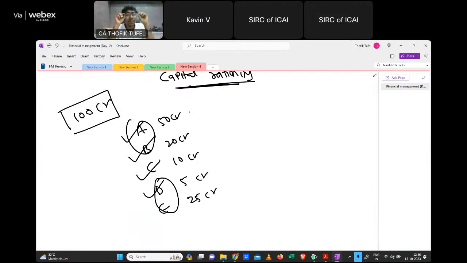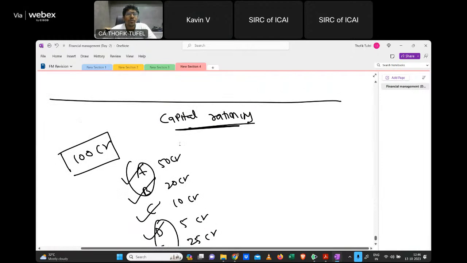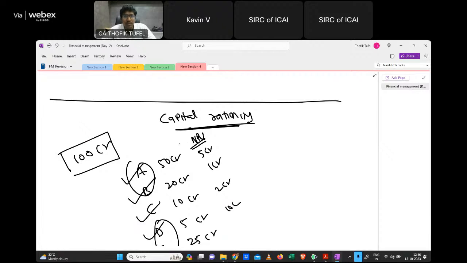Now, in capital rationing, what you have to do is give ranking, because only then can you decide which one to choose first. You have to put calculation. So first you find out the NPV. Suppose you found out the NPV. Here the NPV is 5 crore. Here the NPV is 1 crore. Here the NPV is 2 crore. Here the NPV is only 10 lakh rupees, and here the NPV is say 15 crore rupees.